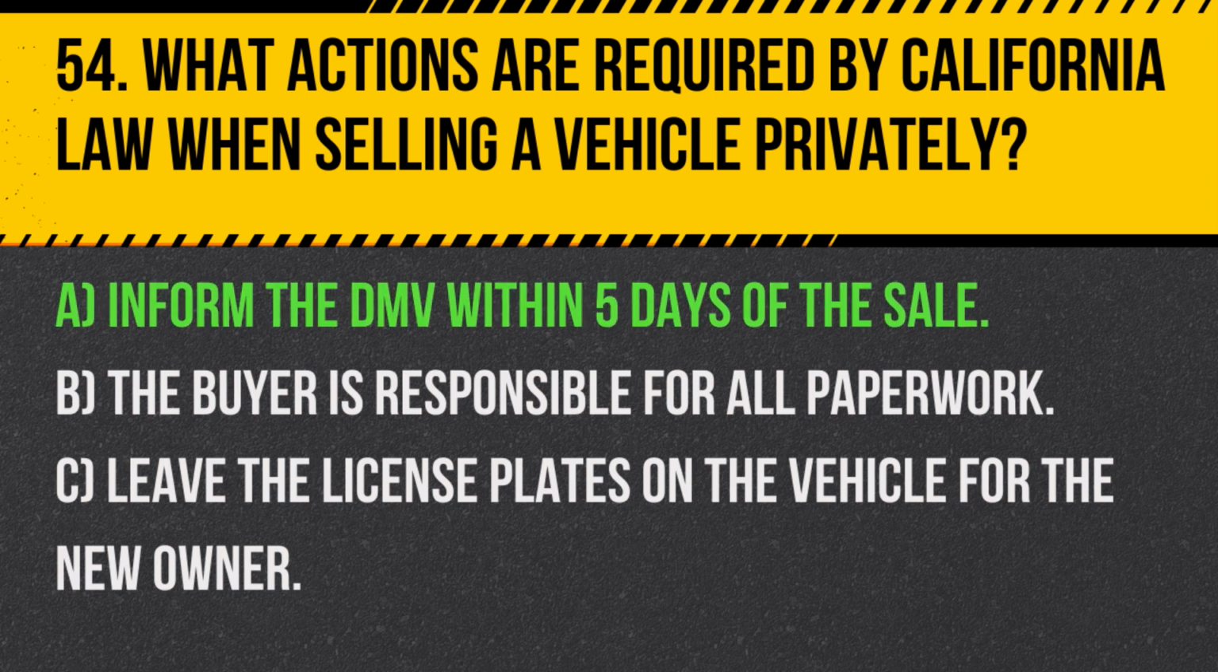Answer. A. Inform the DMV within 5 days of the sale. This ensures the vehicle's records are accurately updated and releases the seller from future liability.